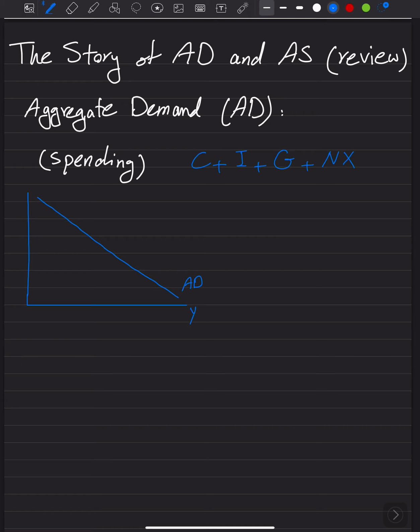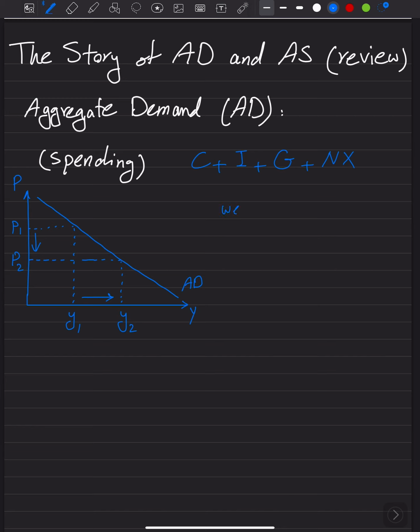So we have the real output down here and the level of the prices up here. When the prices are at P1, the output, the total spending, is at Y1. When the prices go down, this signals people to demand more goods and services. This negative relationship between the price and the quantity is determined by three channels.